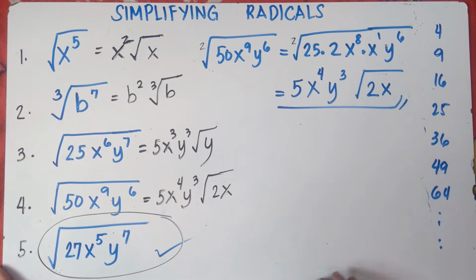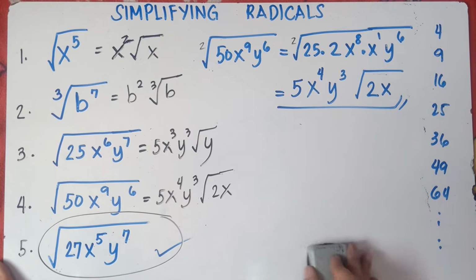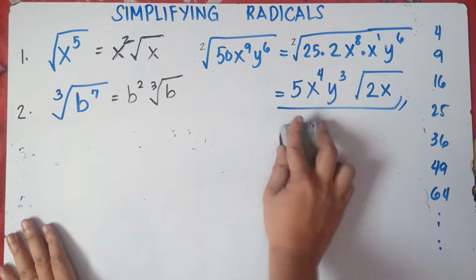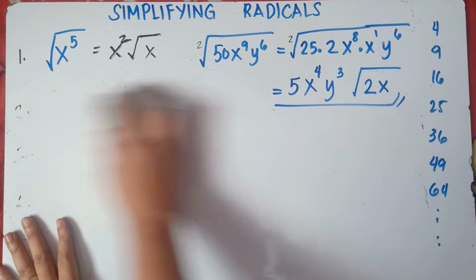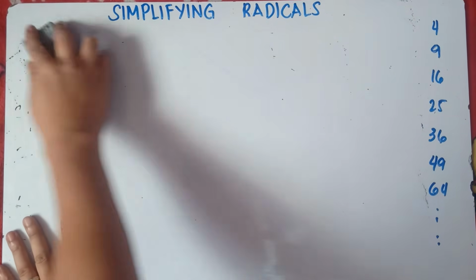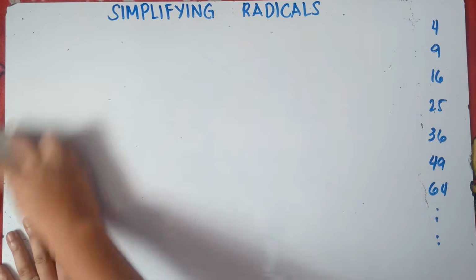Alright, let's try another example. What if we have the cube root? You paused the video a while ago, you try number 5, class. Put your answer in the comment section down below. Let me check, class, if you really understand our topic in simplifying radicals.